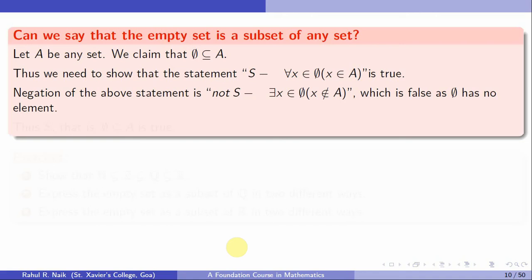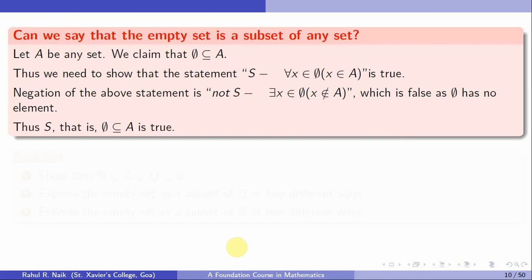First of all, can you find an element in an empty set? Can you find an element in an empty set no matter what the property is? So you will not be able to find an element in the empty set. Therefore this statement is always false, as the empty set has no element, and that's why its negation has to be true. The negation of not S is nothing but S, that is, the above statement has to be true.